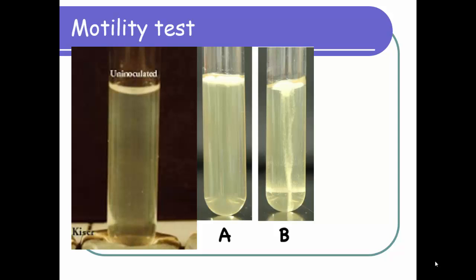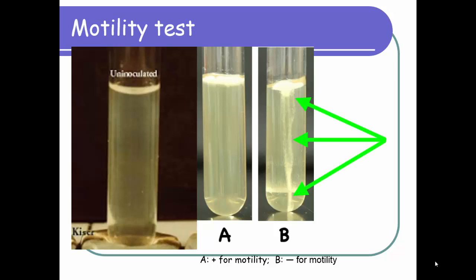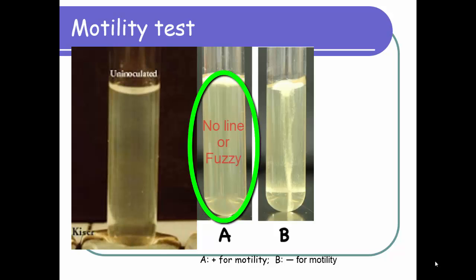The motility test will be inoculated with your inoculating needle. You make a straight stab line down the media. We are not looking for a color change here, but we're looking for where growth occurs. If the line is a sharp line, as in test tube B, the bacteria grew only where the needle was put, then the bacteria is not motile. However, if you have a fuzzy line or no line within the media, as shown here in A, then you are positive for motility. This would mean most likely the bacteria has flagella.